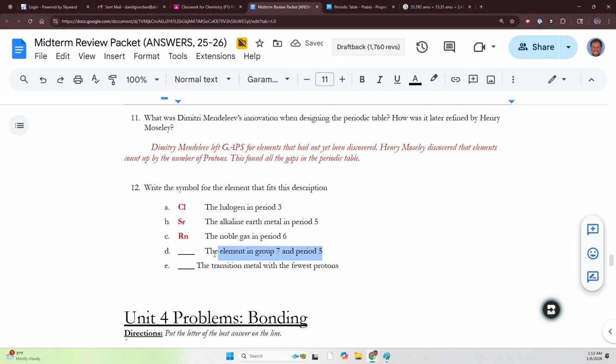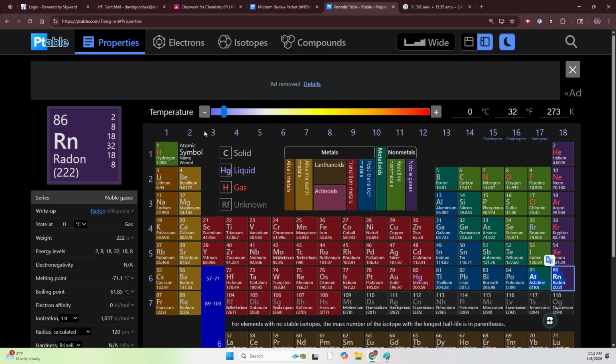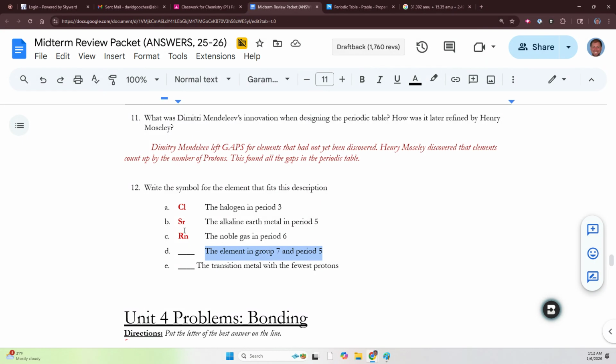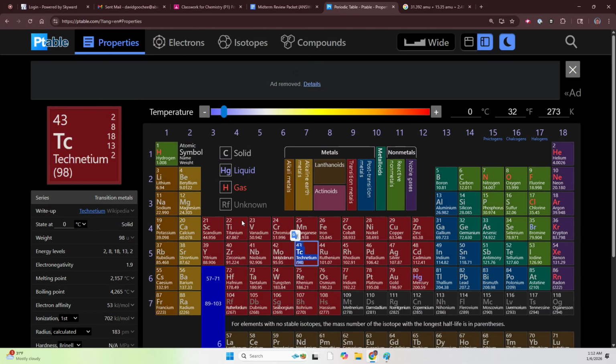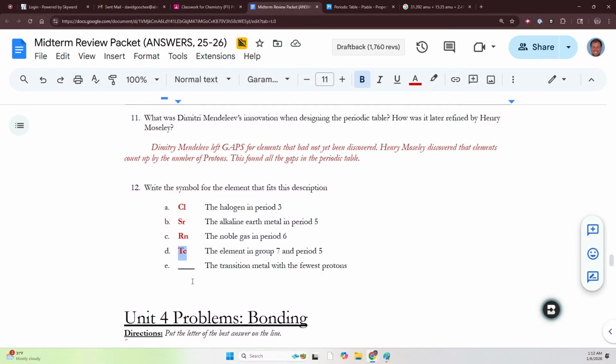The element in group 7, period 5. So group 7, 1, 2, 3, 4, 5, 6, 7. So everything in manganese, all right? And period 5, technetium. TC, technetium. Famously, the smallest radioactive element, highly unstable. All right, the transition metal with the fewest protons. So we look here, everything in that maroon is the transition metals, and the smallest one is scandium, element number 21.